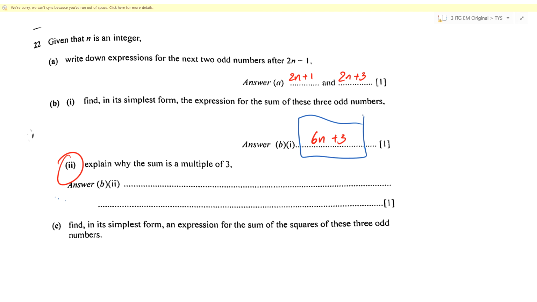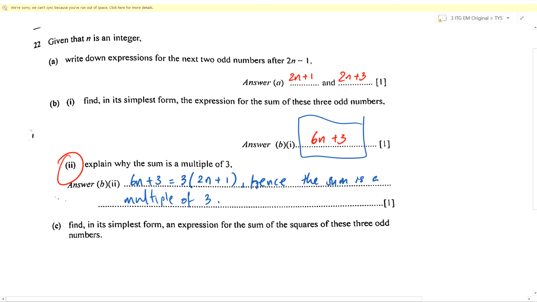Okay, one more time. To show that this is a multiple of 3, I do not divide this by 3. Instead, I factorize 3 out. So 6n plus 3 is 3 times (2n plus 1). So here, I have rewritten the total, the sum, as 3 times something. Hence, the sum is a multiple of 3. This is how we explain. This is how we answer this type of question.